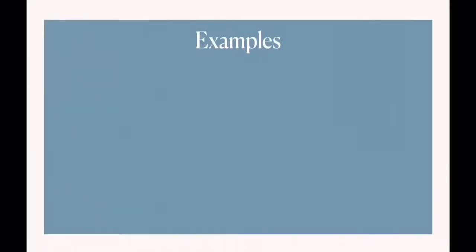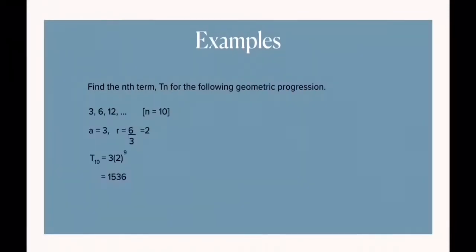The second question, we need to find the nth term, Tn, for the following geometric progression. In this question, we are given the value of n, which is 10. To answer this question, we need to find the value of the first term and the common ratio. After that, substitute the values obtained into the nth term formula.